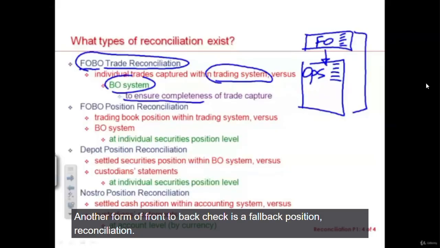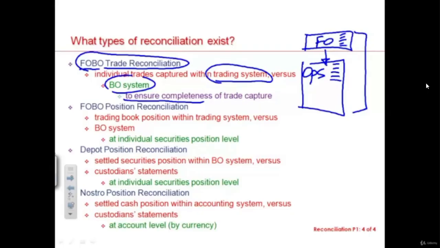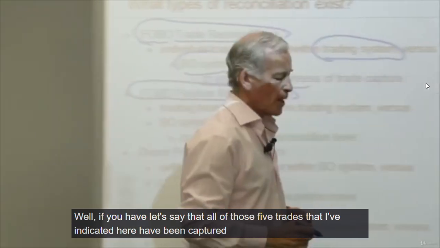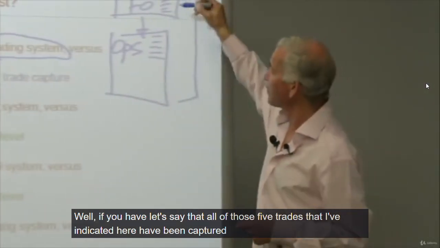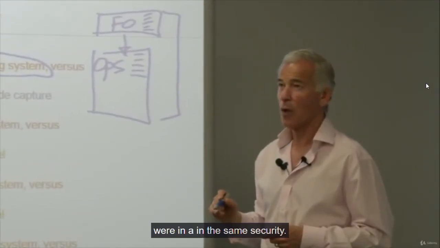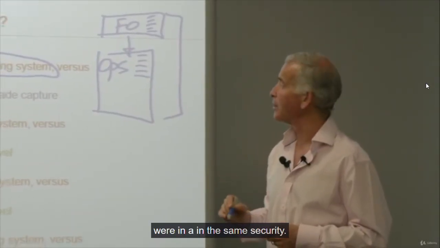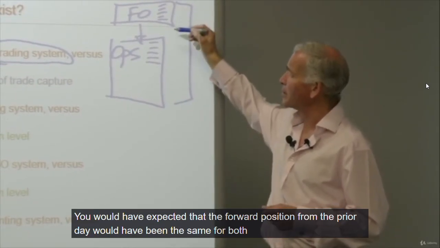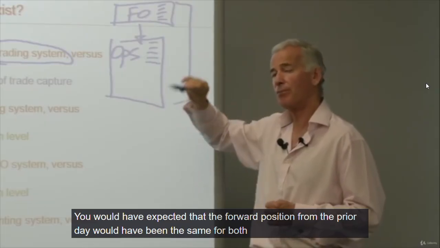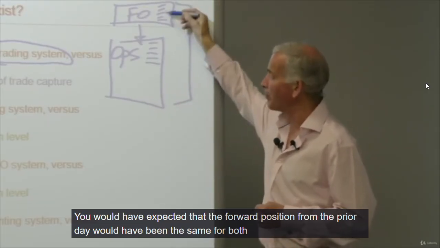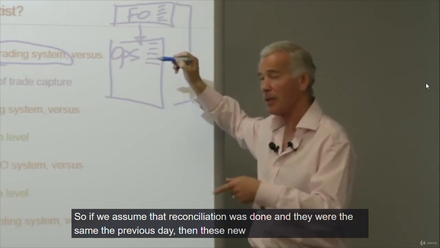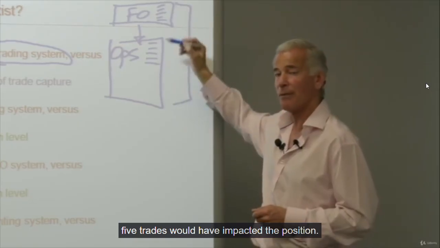Another form of front to back check is a FOBO position reconciliation. So what do we mean by this? Well, let's say that all of those 5 trades that I've indicated here have been captured in the same security. Some of those were buys and some were sales. You would have expected that the brought forward position from the prior day would have been the same for both front and back. So if we assume that reconciliation was done and they were the same the previous day, then these new 5 trades would have impacted the position.